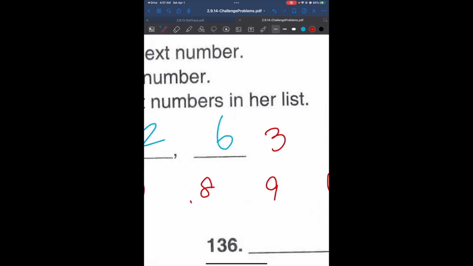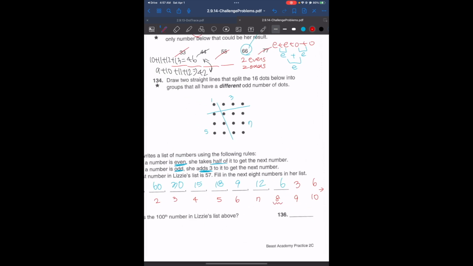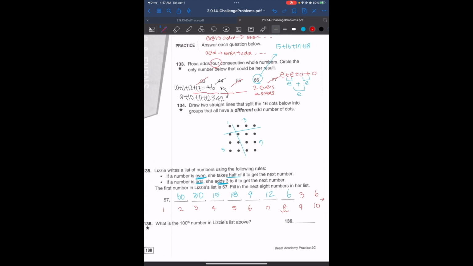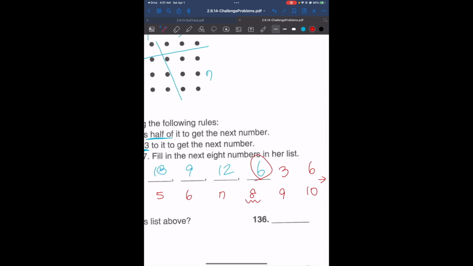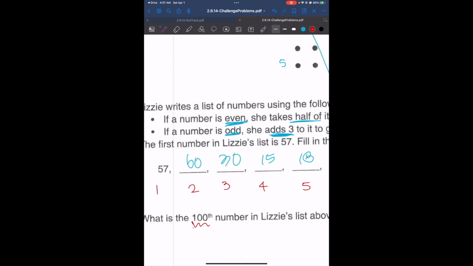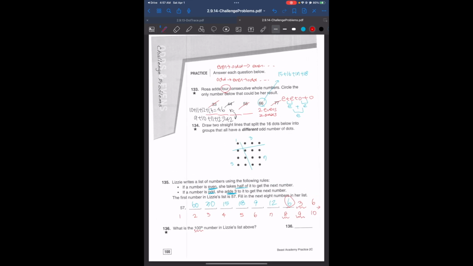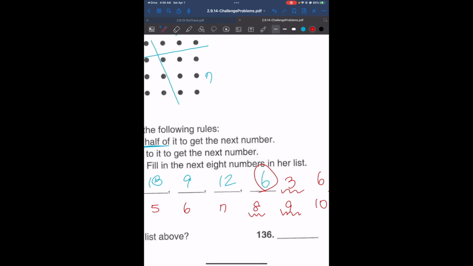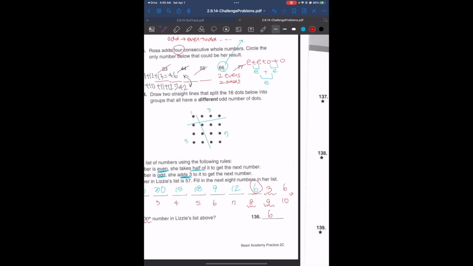And we know that when the term number is even, it's going to be 6. And when the term number is odd, like 9, it's going to be 3. So 100 is an even term number, and so the hundredth number is going to be 6.